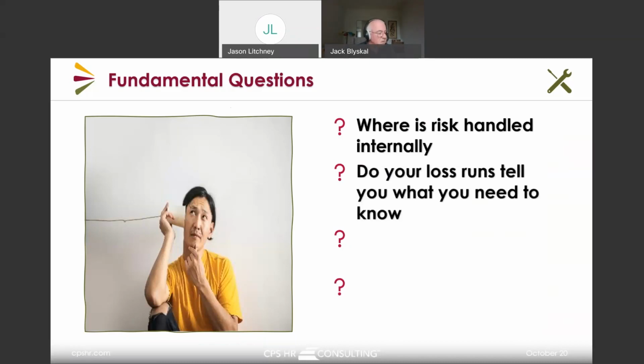Do your loss runs tell you what you need to know? If you're not getting the information from your loss runs that you need to know, go back to your claims handler and tell them what you need to know. And please be very specific, because if they have to guess what you want, they're not going to give you what you want.